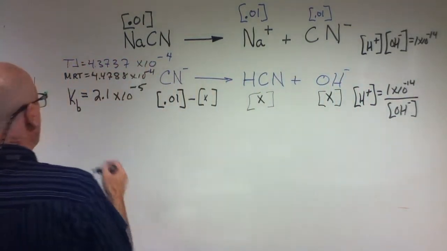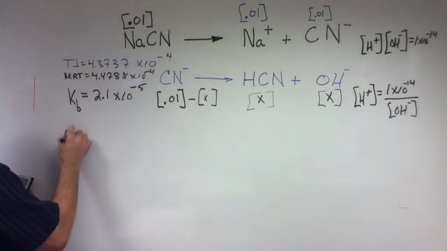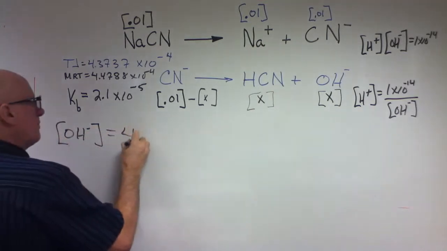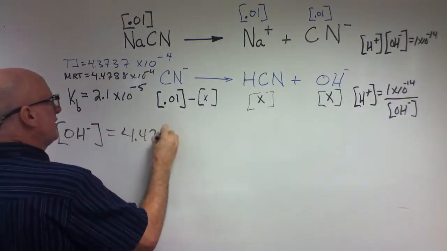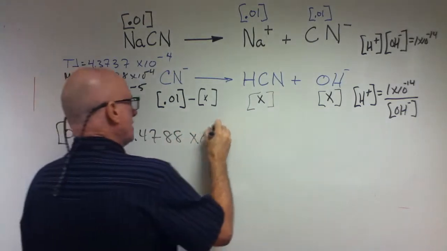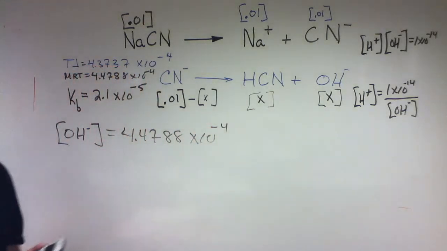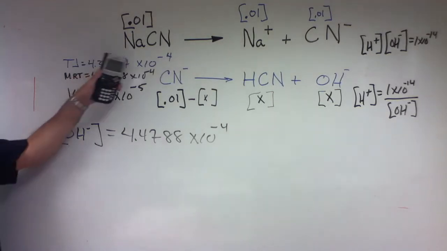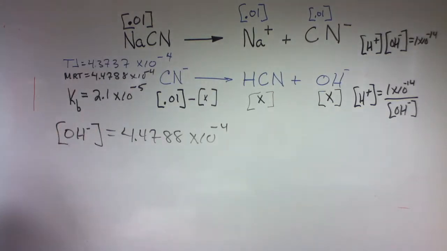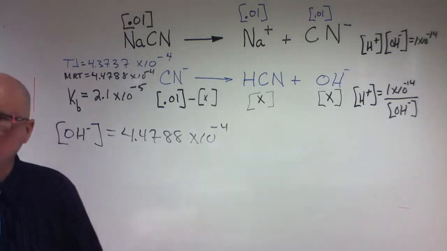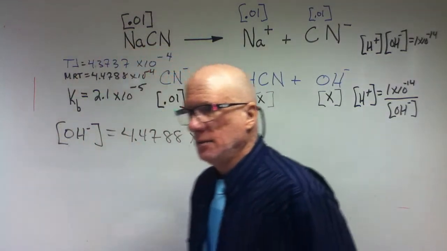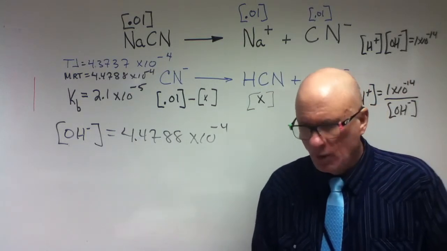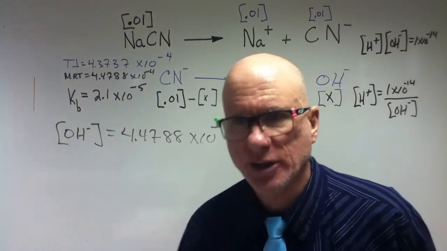So the OH concentration is going to be 4.4788 times 10 to the negative 4. Is that what we're saying these days? That's it, right? Okay. We also have this one too we can use. That's TJ's. All right, so what would be the hydrogen ion concentration?